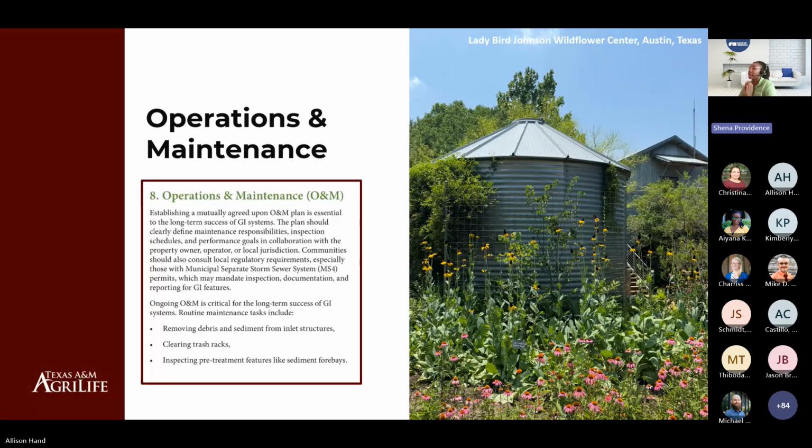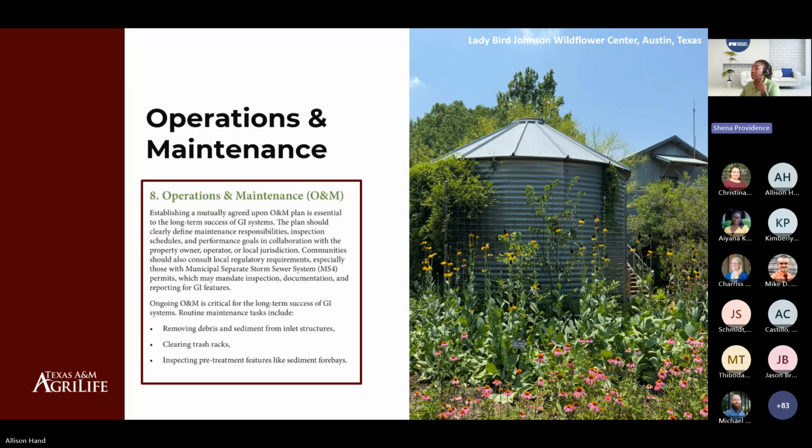So step 8, we have operations and maintenance, which is arguably the most critical piece of the puzzle for green infrastructure to ensure that functionality, sustainability, and resilience actually last. The key messaging here is that it's important to establish a mutually agreed upon O&M plan for the long-term success of these practices. Within that plan, you should clearly define various maintenance responsibilities, inspection schedules, and different performance goals. It also outlines some of those routine tasks, such as removing debris, inspections of different structural features, or even clearing trash racks.